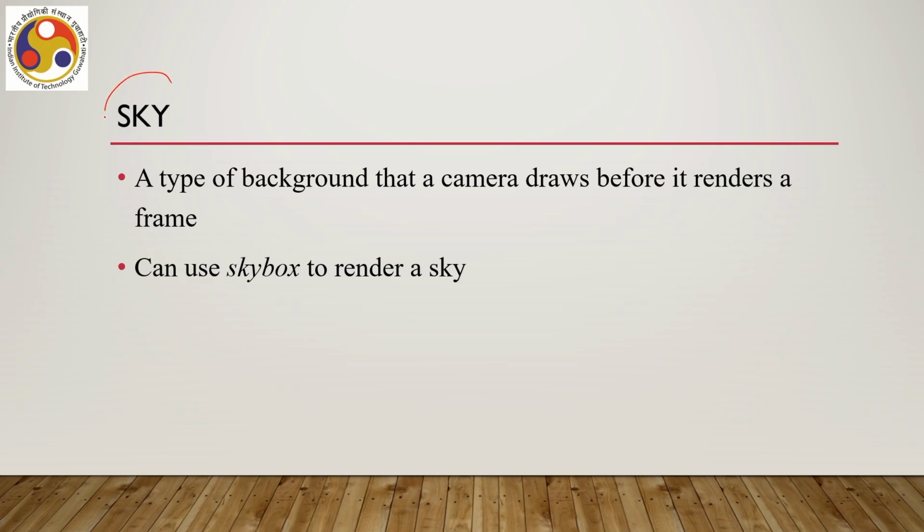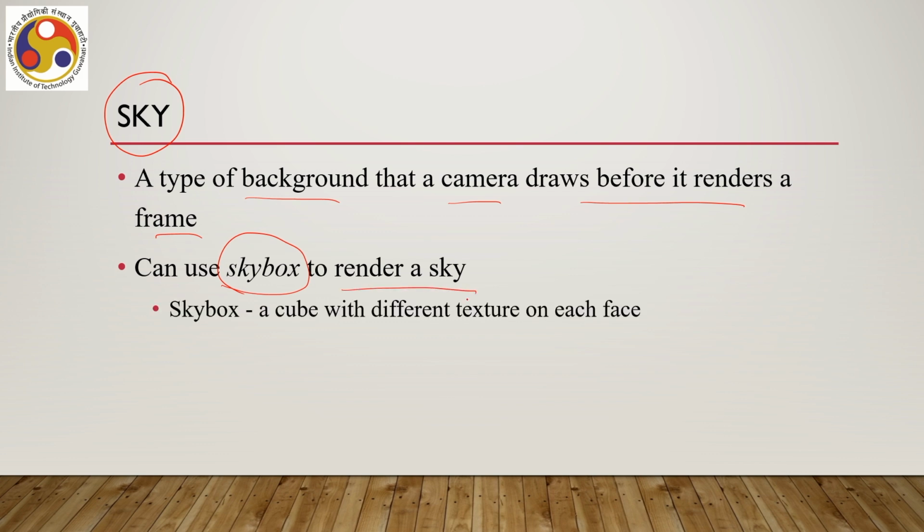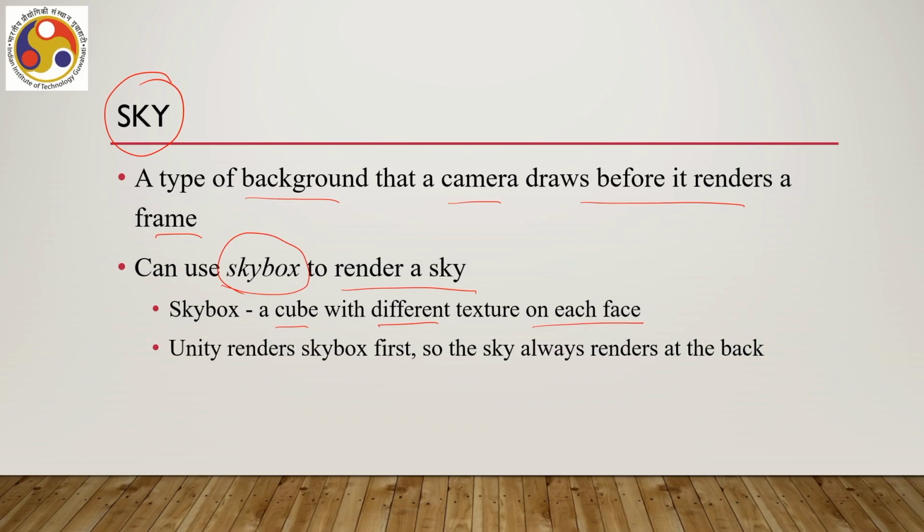Then there is a special type of scene, that is sky, a type of background that a camera draws before it renders a frame. A developer can use a skybox to render a sky. Now, skybox is nothing but a cube with different textures on each face, so that you get a feel of having a 360-degree environment, where wherever you move your head you get to see something different. The way Unity renders skybox, the sky always renders at the back.